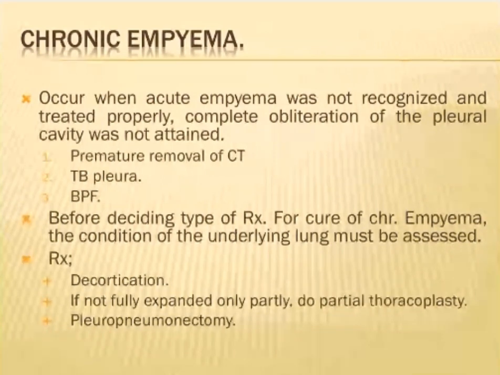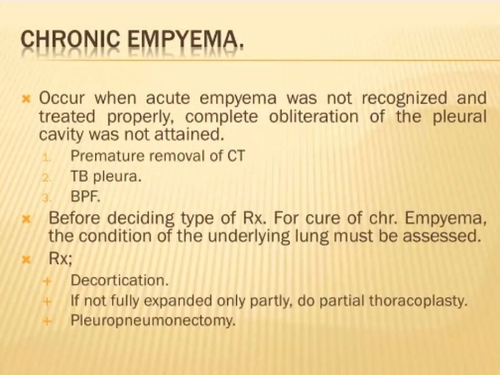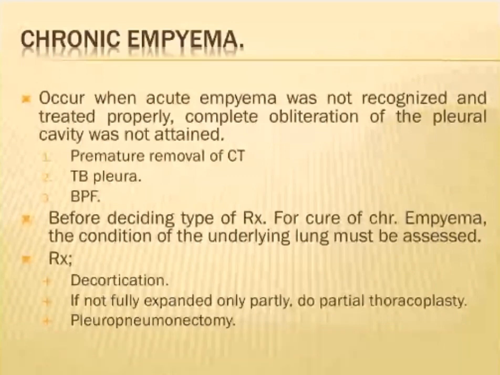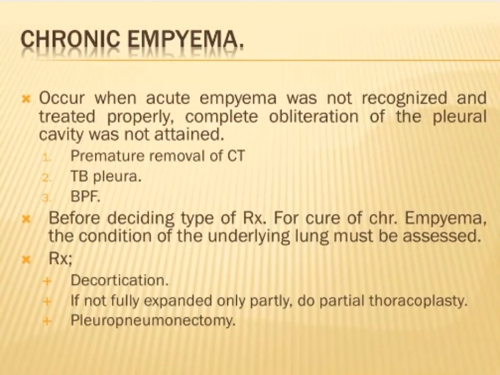Sometimes even when I do this and remove all the lung, there is still a space and drainage. I do another procedure. This is what we call either partial thoracoplasty or complete thoracoplasty. A partial thoracoplasty is divided into two things. Either I remove the upper 6 ribs, or with lower thoracoplasty I remove the lower 6 ribs. In total I remove 12 ribs.